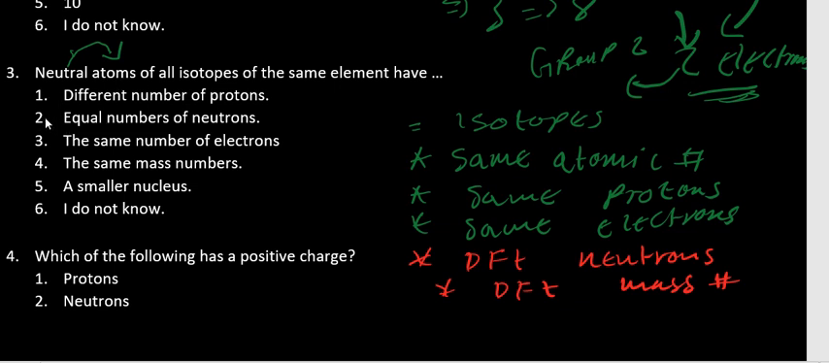So the first option is a different number of protons, which is wrong. Equal number of neutrons, which is wrong. The same number of electrons, the same mass number, is smaller. So this is simply the answer there.